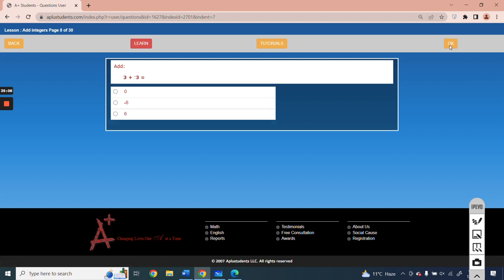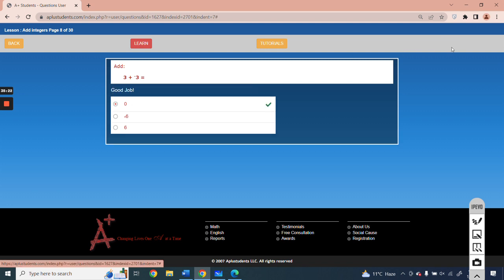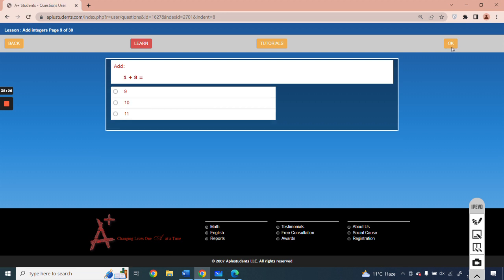Okay, 3 plus, you have to subtract both the numbers. So 3 take away 3 is 0. Got it? Just select the correct option and click on the OK button. Okay, 1 plus 8 is 9. Got it? So 8 plus 1 is 9. Just select the correct option then click on the OK button.